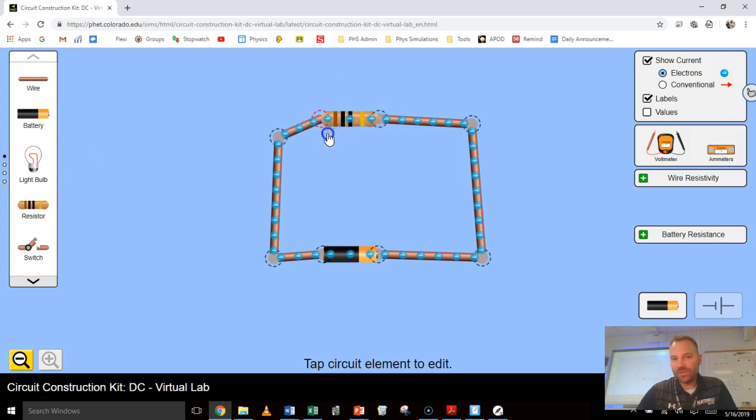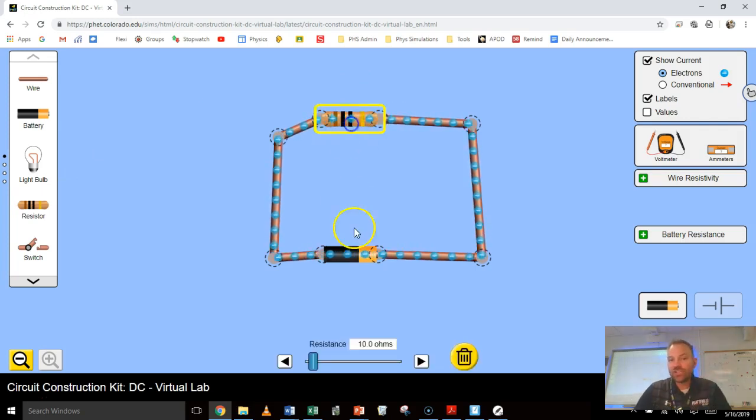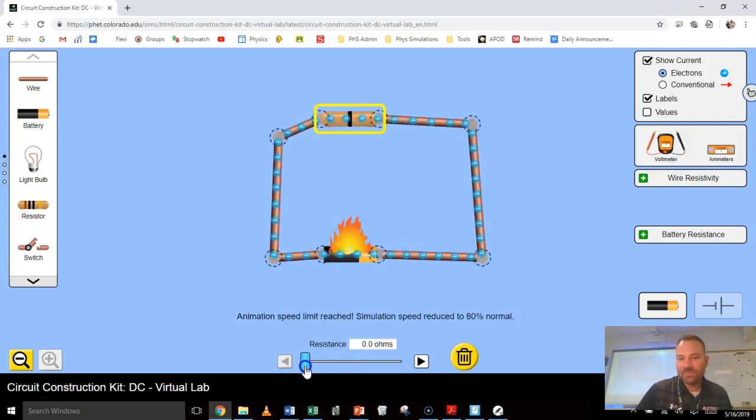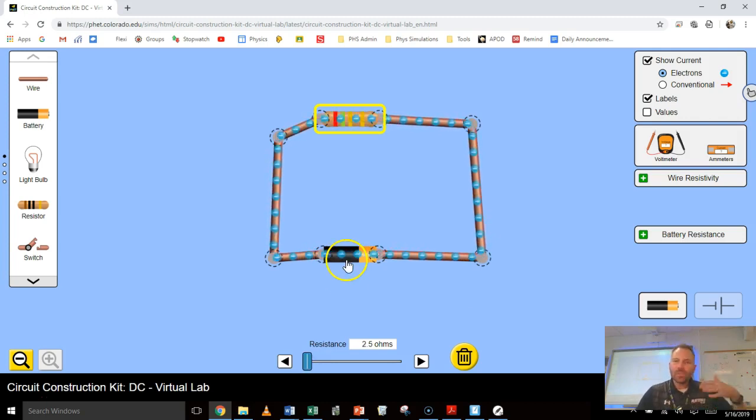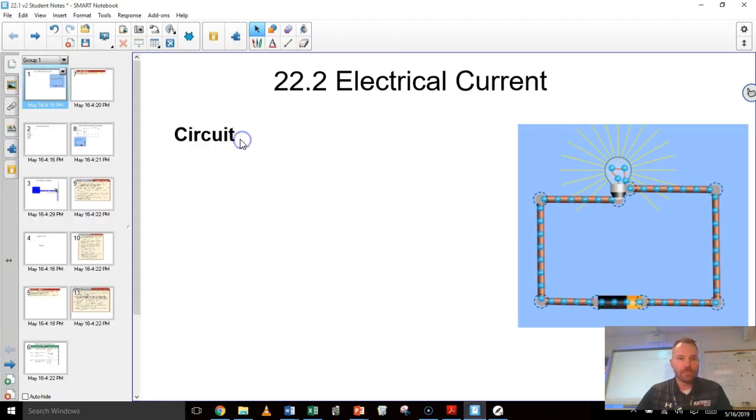You can put a resistor in there also. And that resistance, I can change the amount of resistance. If I have more resistance, I slow the current down. If I have less resistance, I can speed it up to where I have 0 resistance. So let's go back to our circuit and let's talk about the things it needs.